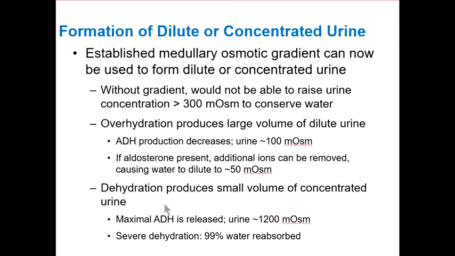With maximum ADH, we are reabsorbing the maximum amount of water back into the blood. So our osmolarity, or milliosmoles of urine, is very concentrated, up to maximally 1200 milliosmoles, and that's in severe dehydration. Almost all of our water is reabsorbed. So let's look at these two processes, overhydration and dehydration, to understand dilute and concentrated urine formation.